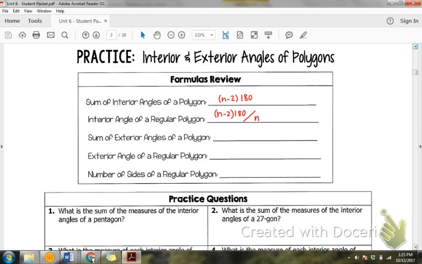What about the sum of the exterior angles? All the exterior angles always make 360 no matter what. So with that one, you can't really do anything. The exterior angle, what do we do with that? 360 divided by n. And the number of sides is represented by what variable? N. Okay, so this is a good quick reference for you. It's also on your sheet.